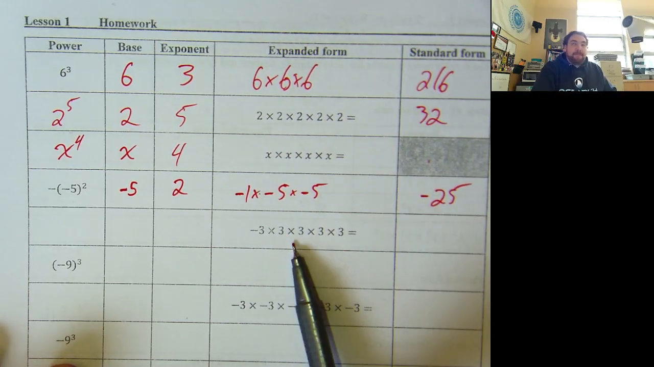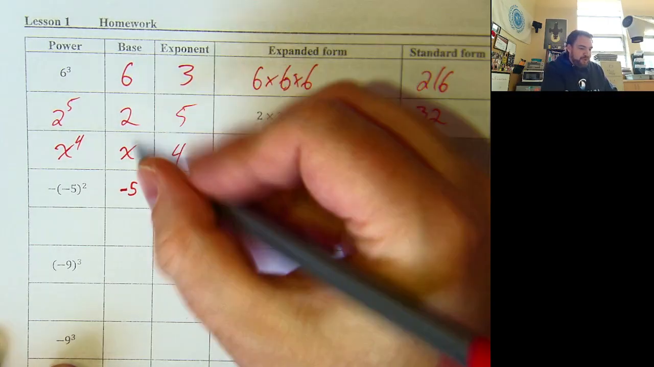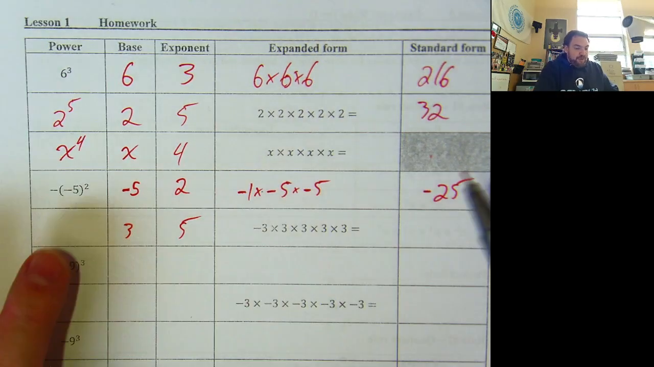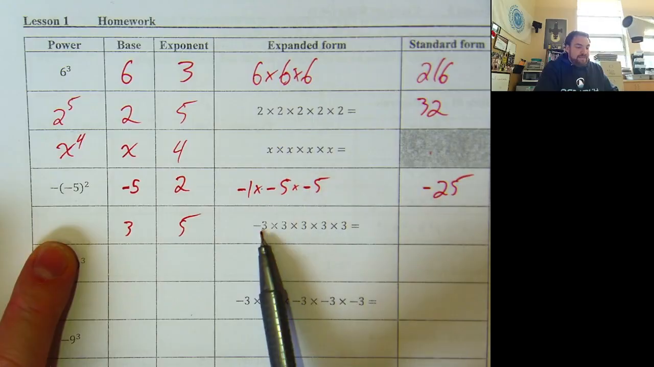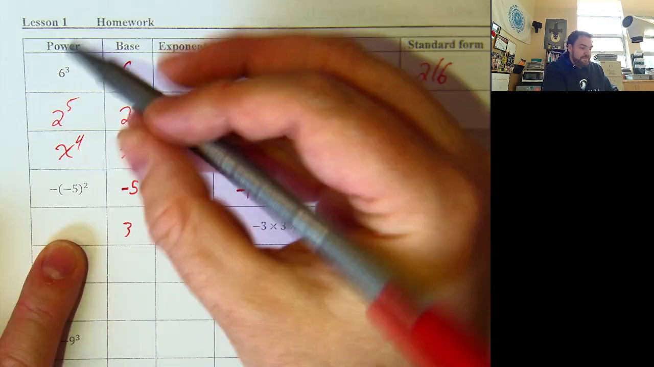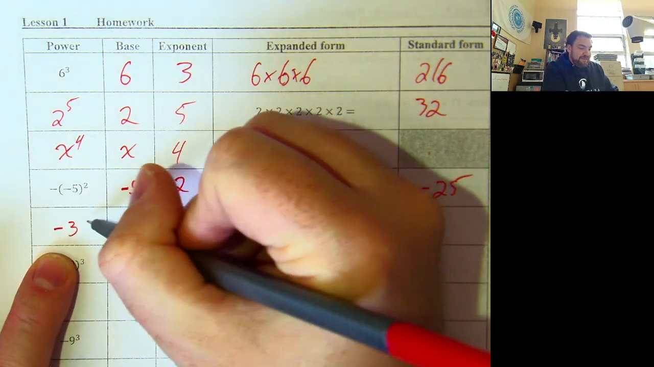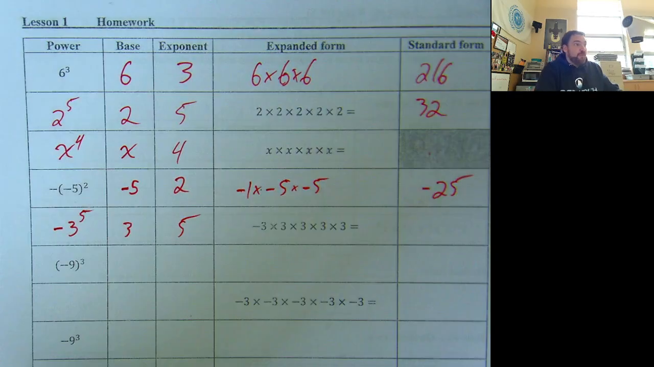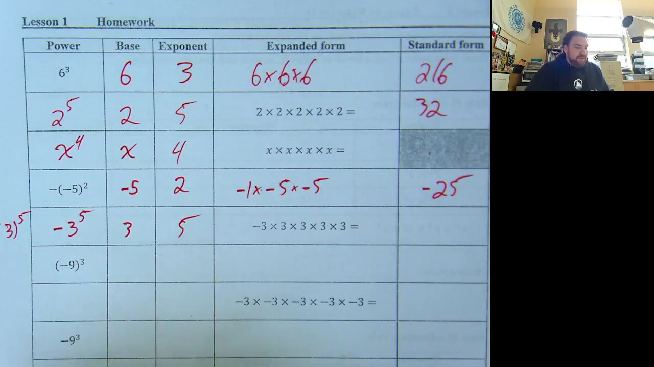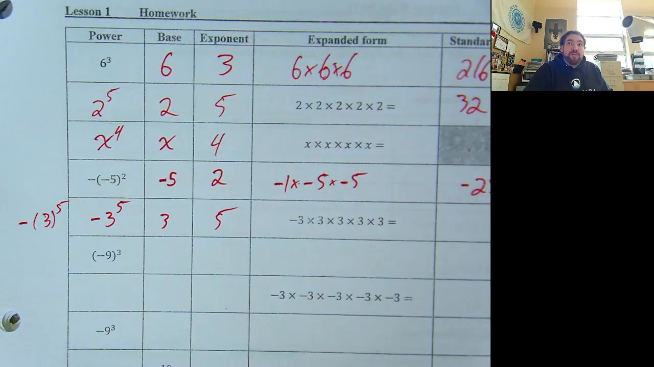What's the base here? It's 3. The exponent is 5. If we go to power form, there's a minus sign here. How do I include that minus sign in the power form? Negative 3 to the power of 5 with either no brackets or negative with a 3 inside to the power of 5. Either one of those two ways is how you could write that.